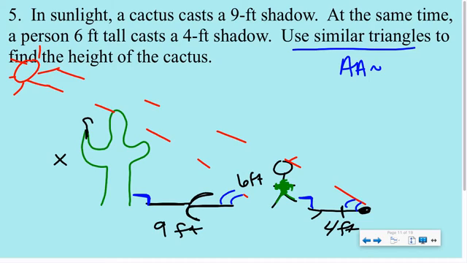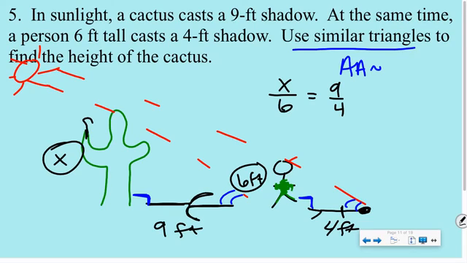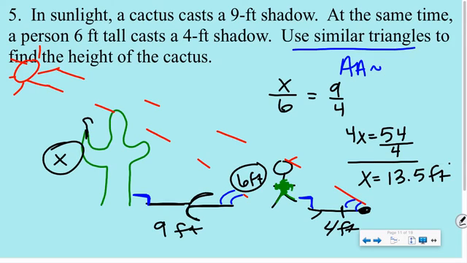Not really, because you can just set up a proportion from this without knowing the similar triangles. I like to start with the unknown. You don't have to. X, the height of our cactus, is to what? 6, the height of Peter Pan, as 9 is to 4. Our numerators all come from the cactus information. Our denominators all come from Peter Pan. Can't reduce this one, so I'm just going to cross multiply. 4x equals 54. Divide by 4, and what do we get for a height of our cactus? 13.5 feet.